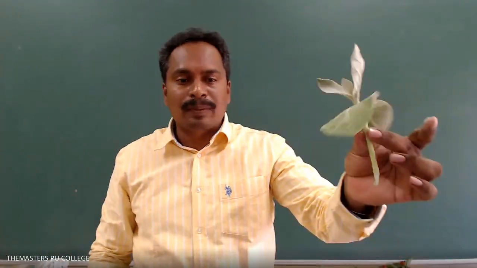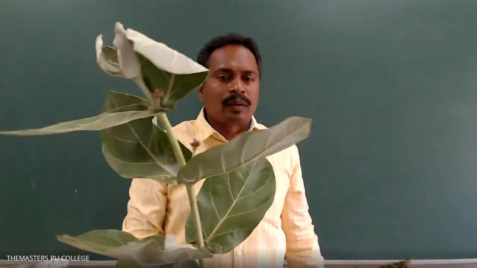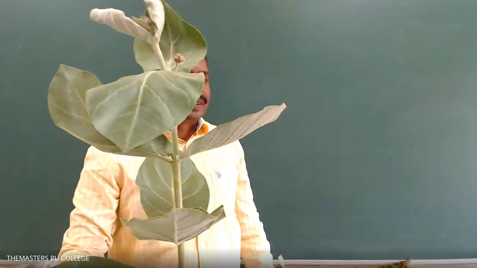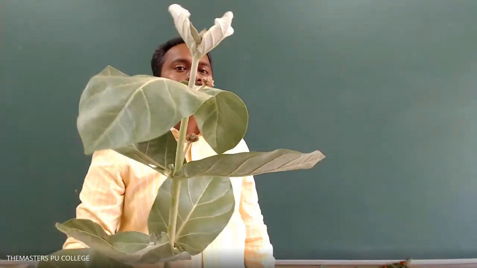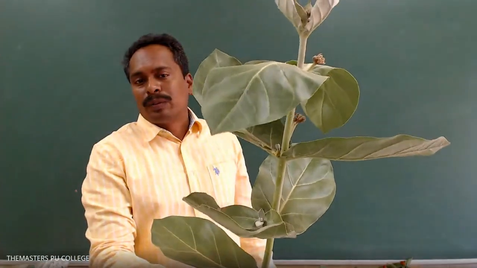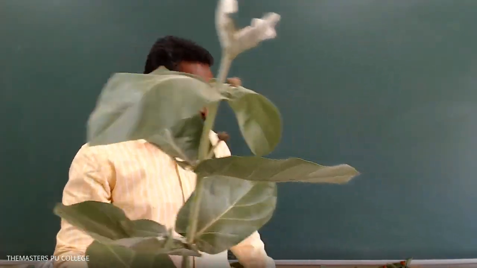Right. What is the name of this plant? Calotropis. Right. It's a Calotropis, opposite phyllotaxy. Okay.